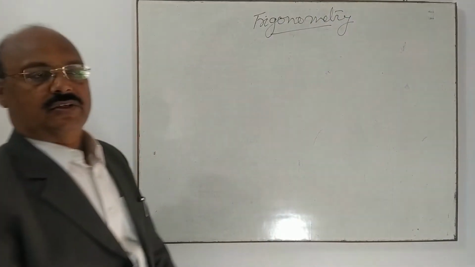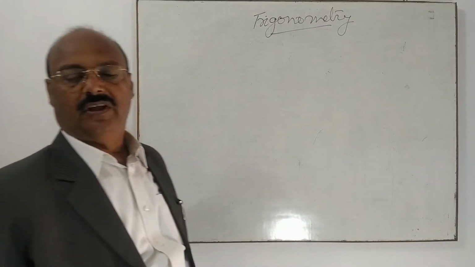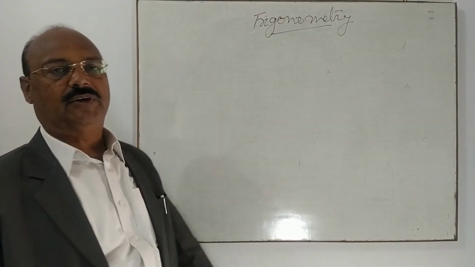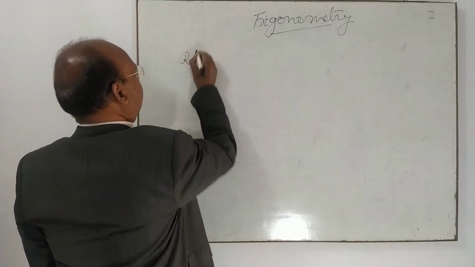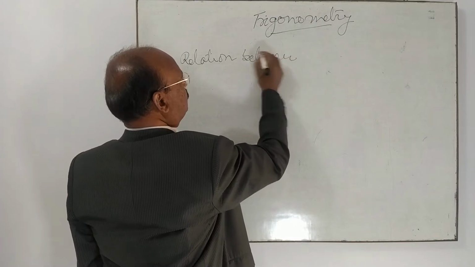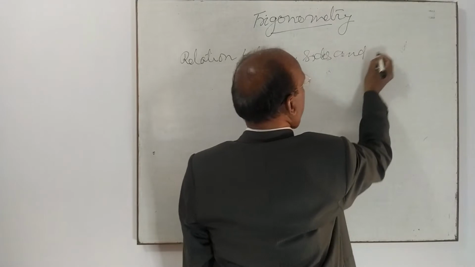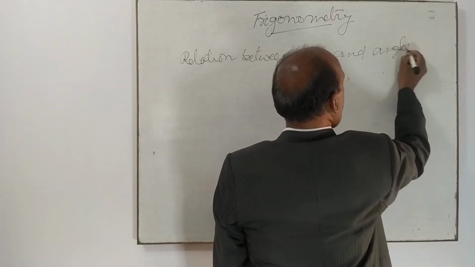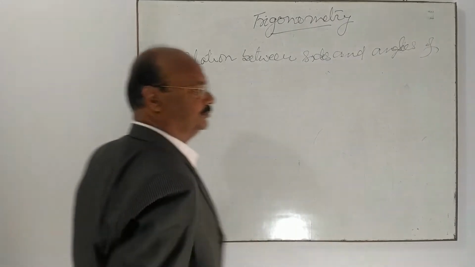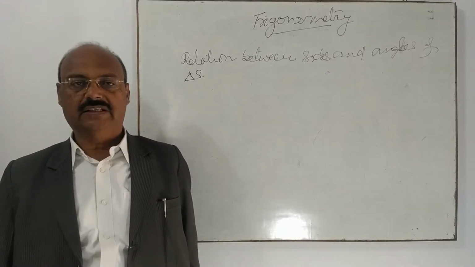Trigonometry. So what does trigonometry tell about? This is a branch of mathematics where we study the relation between sides and angles of triangles. Relation between sides and angles of triangles.